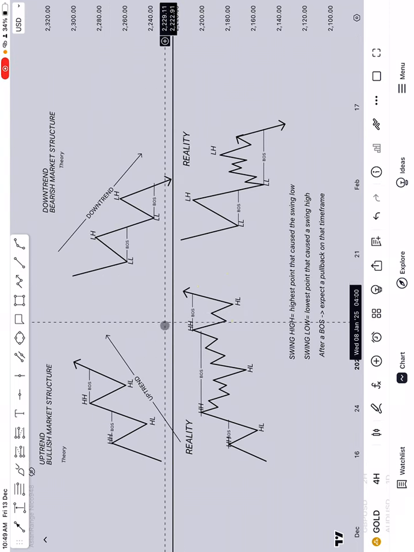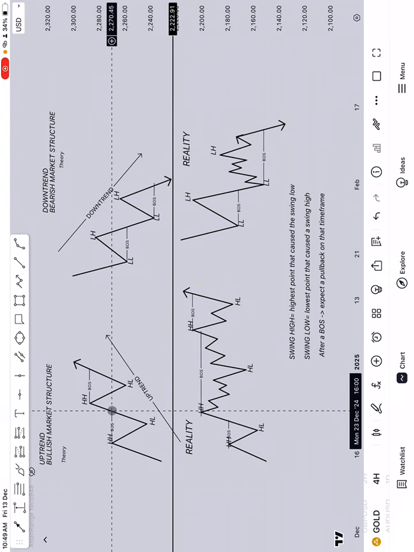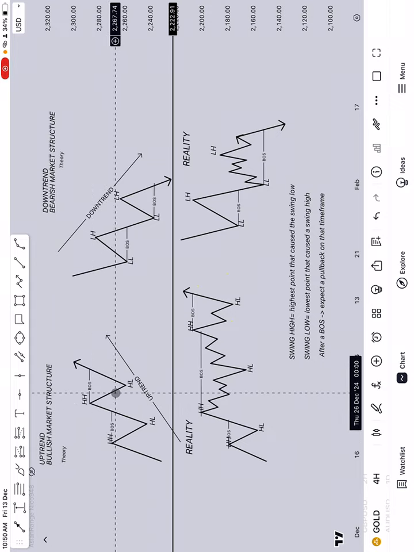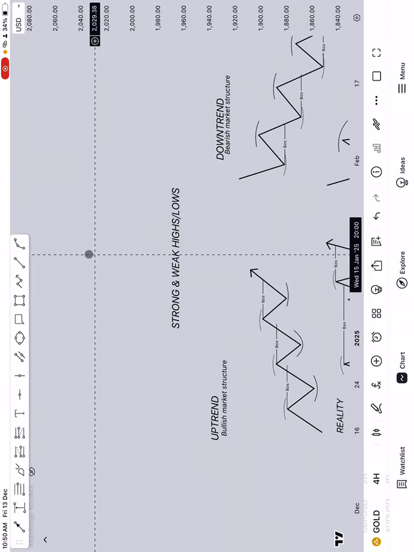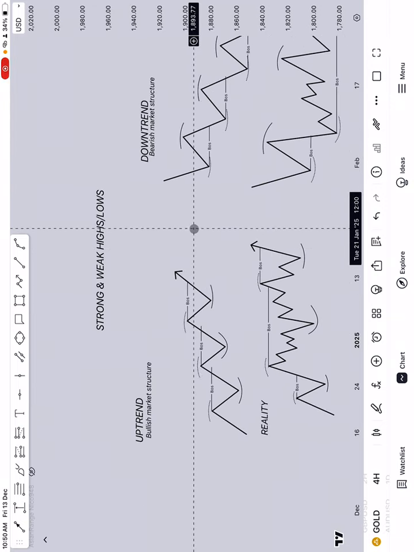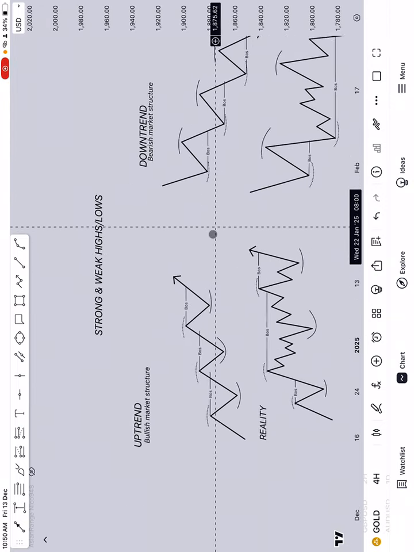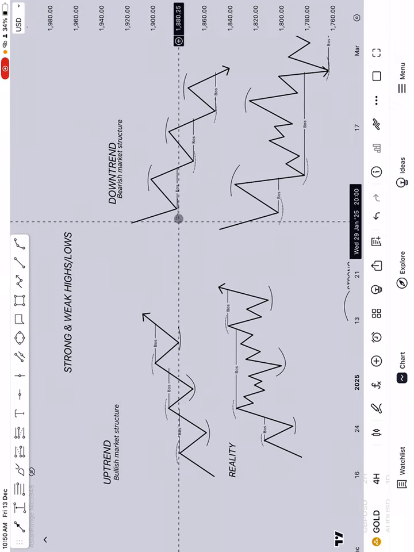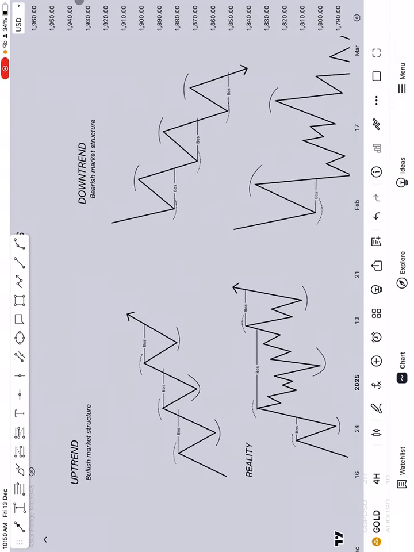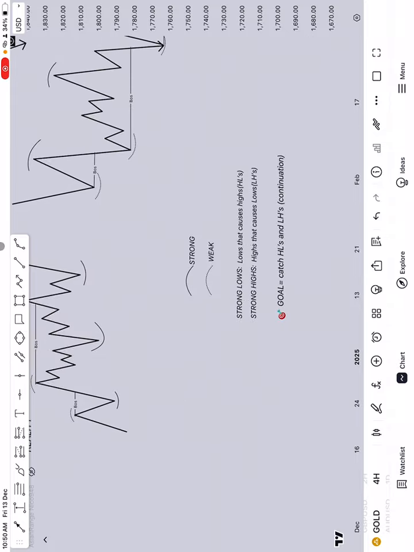Remember, everything we are doing now is based on one time frame. Our rule is that immediately after a break of structure, what we're expecting is a pullback. We don't know when it's going to come, but we're expecting it, so as soon as we start seeing it, we are not surprised. And we talked about the strong and weak highs and lows in the market structure. This is another way for you to read market structure, which is very, very powerful.